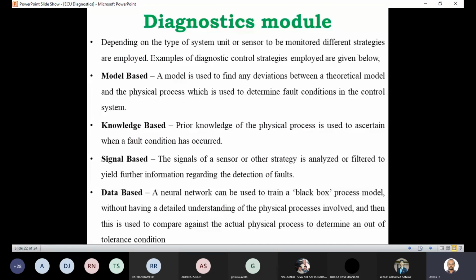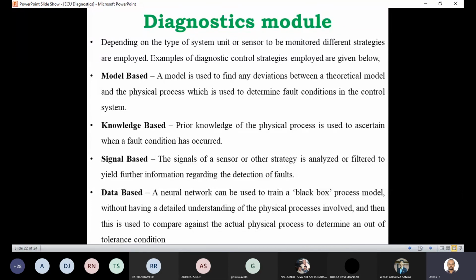So in each and every ECU, the diagnostic system module or the diagnostic system controller will be there. That is the diagnostic system manager. The DSM is programmed in four different ways: either model based control, knowledge based control, signal based control, or data based control. In a model based control, a typical mathematical model will be developed and accordingly the physical process will be assigned, and depending upon the sensor inputs and outputs, it can give the correct output.